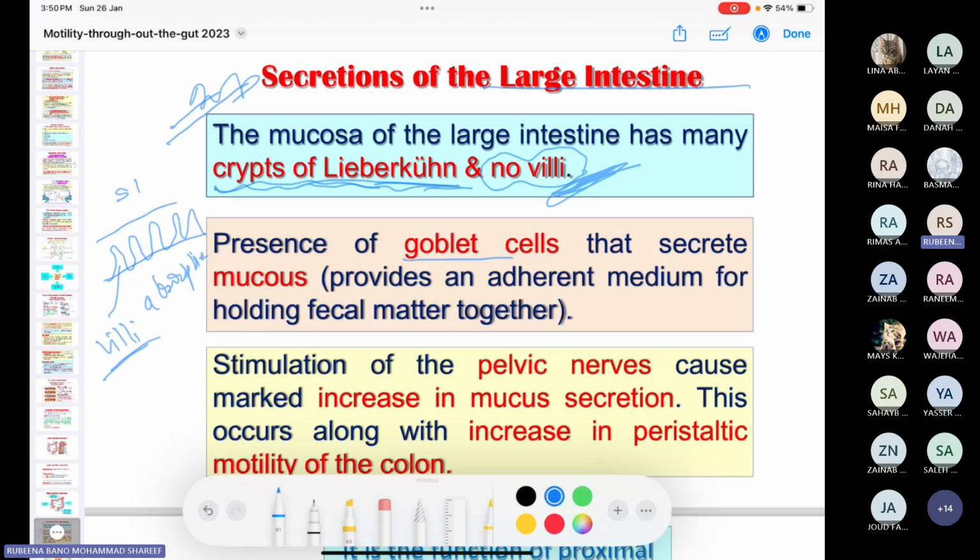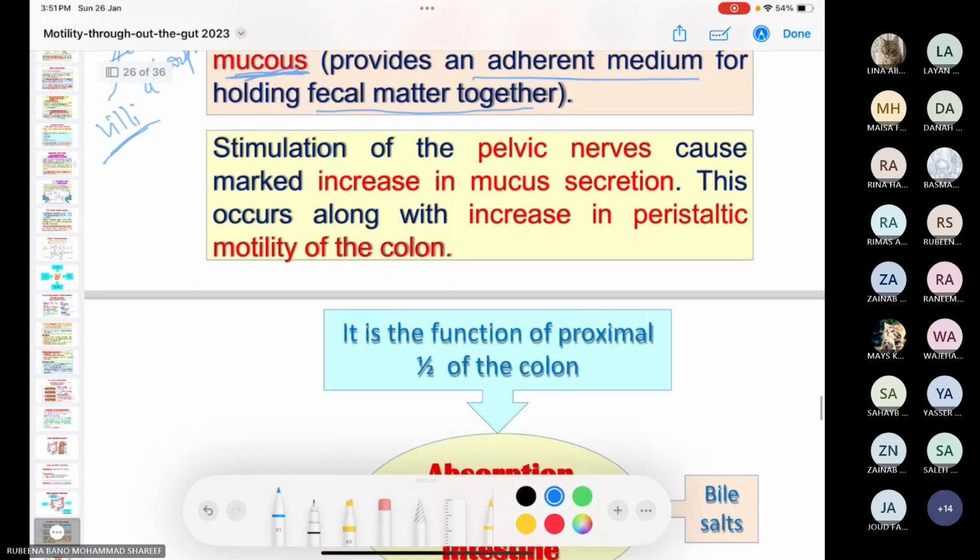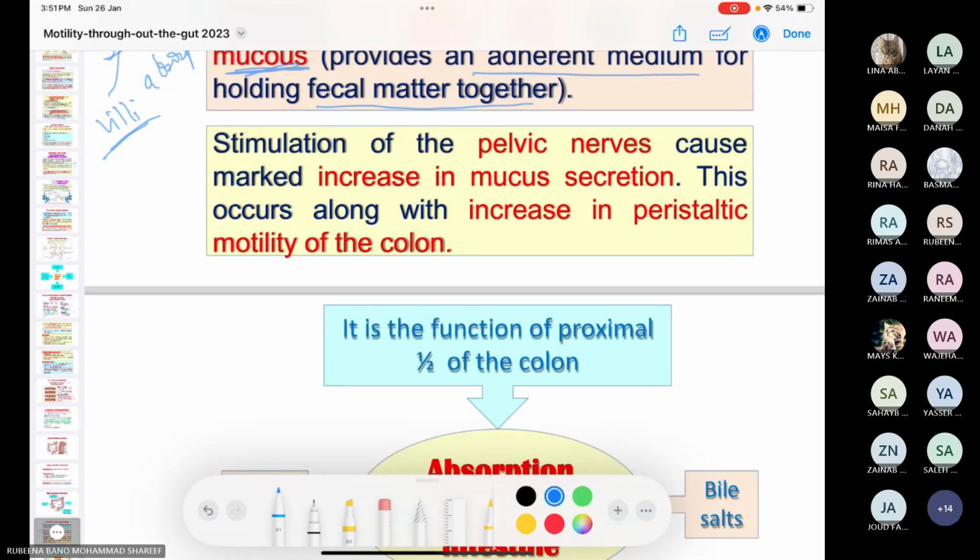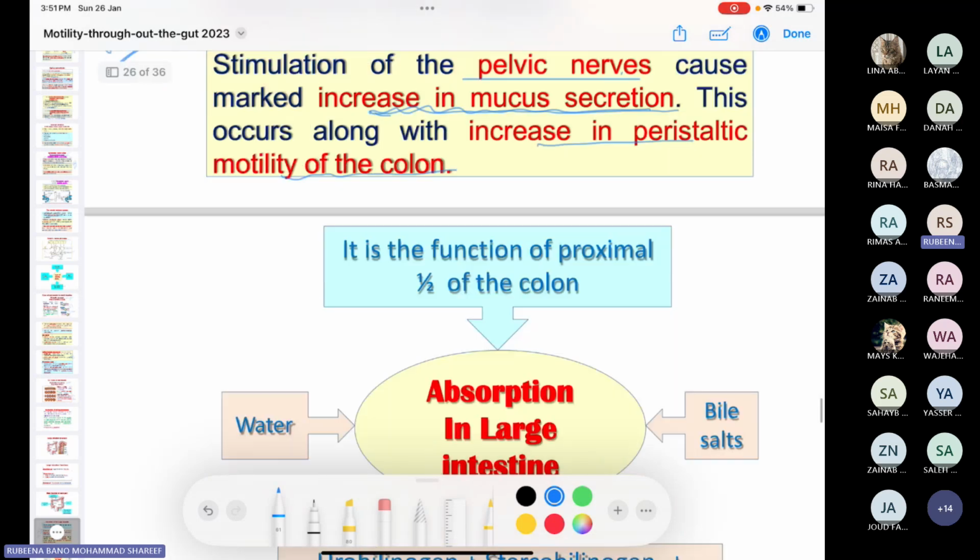Also, there are goblet cells which secrete mucus. Also, it provides an adherent medium for holding fecal matter together. So when the pelvic nerve, meaning the parasympathetic nervous system, gets stimulated, it increases the mucus secretion. And this occurs along with an increase in peristaltic motility of the colon.